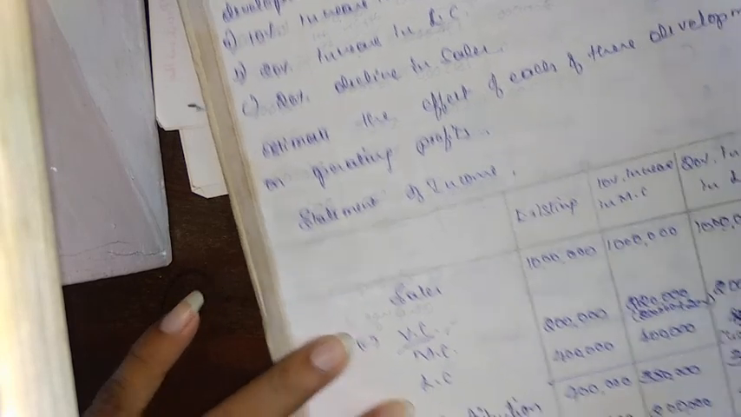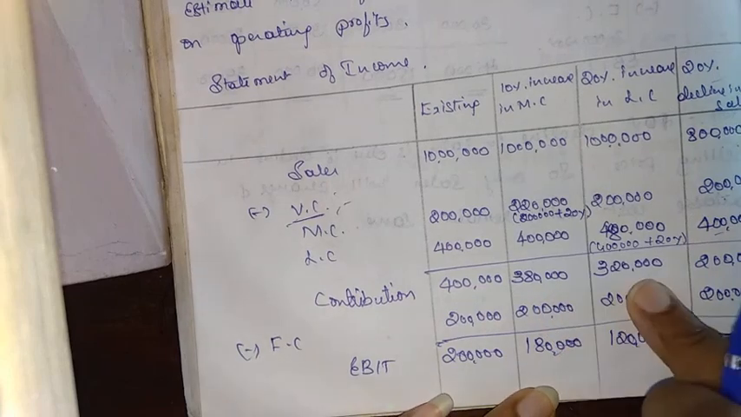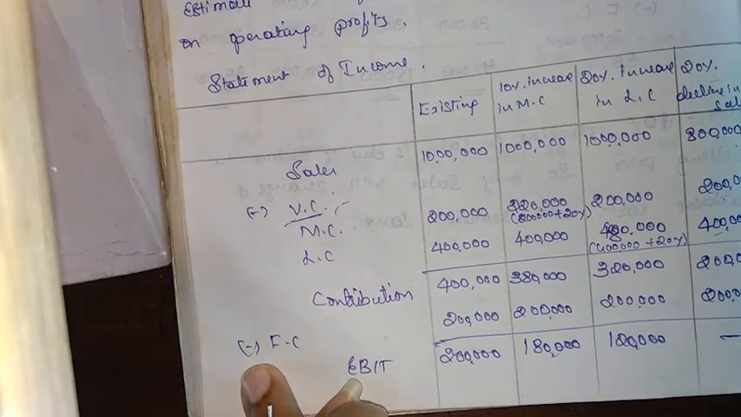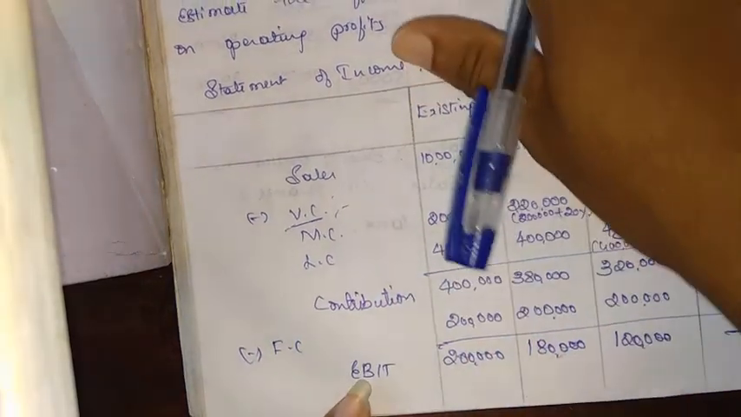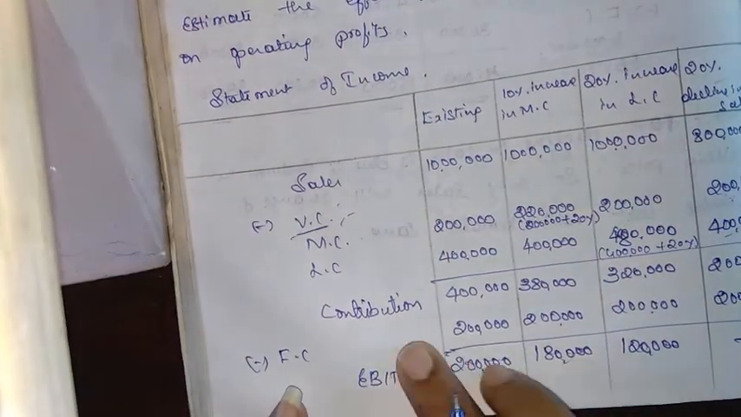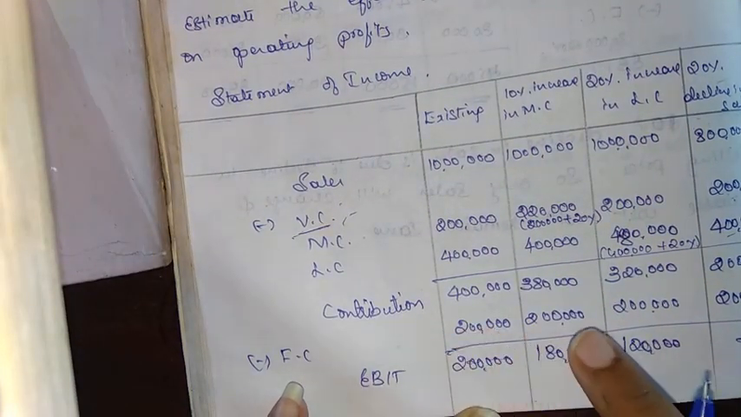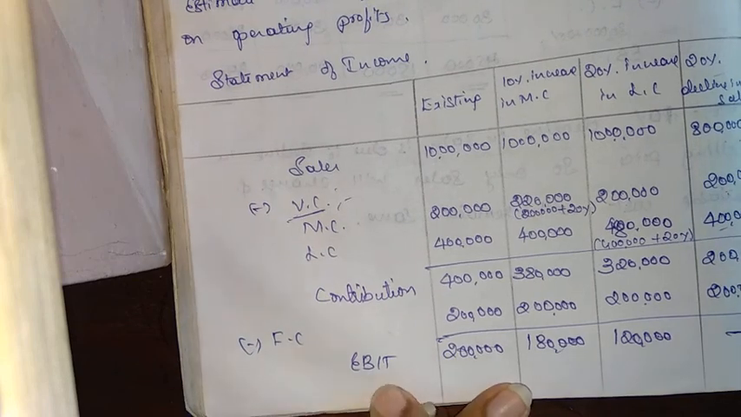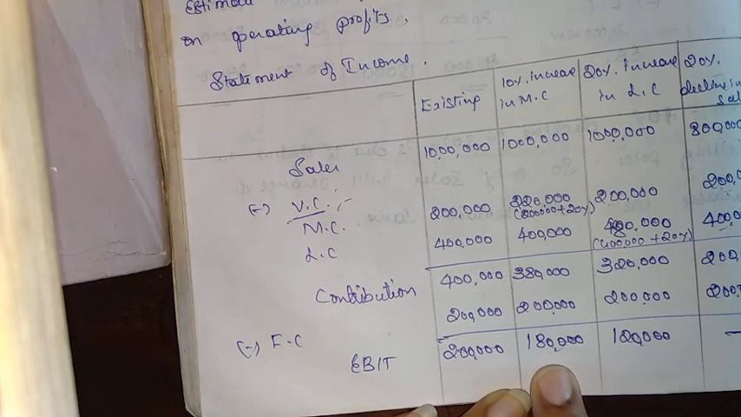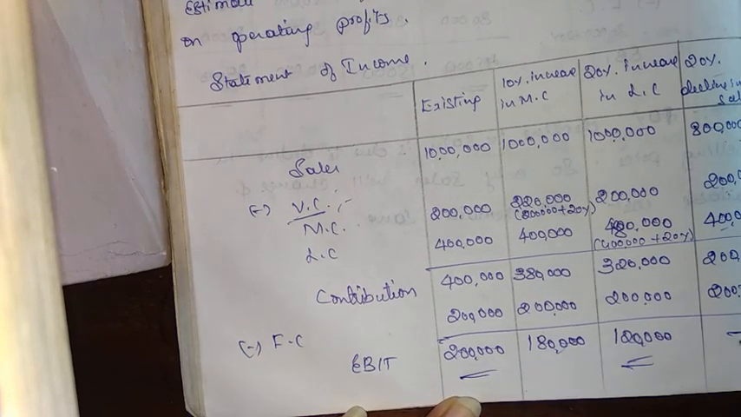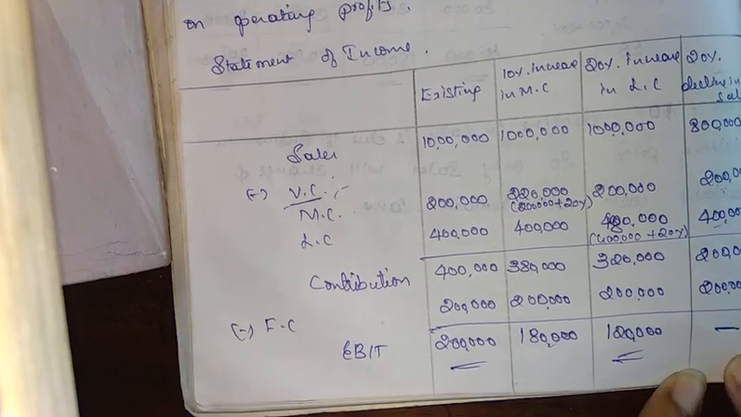So contribution is 4 lakh, 3 lakh 80,000, 3 lakh 20,000, 2 lakh. Less fixed cost. It is given in the problem as 2 lakh, the same for all the situations: 2 lakh, 2 lakh, 2 lakh, 2 lakh. So EBAT is 2 lakh, 1 lakh 80,000, 1 lakh 20,000, and for the fourth situation it is nil.